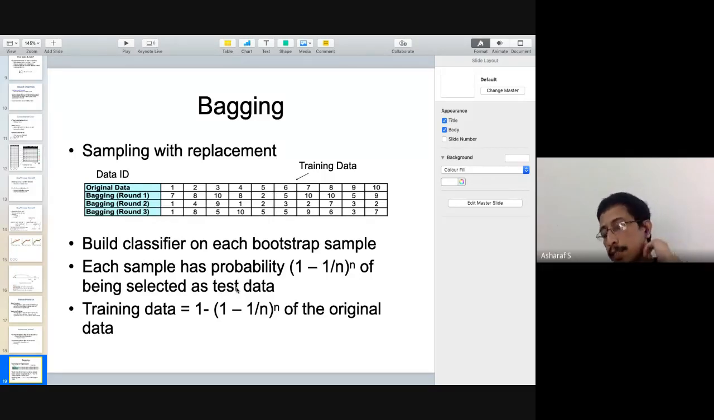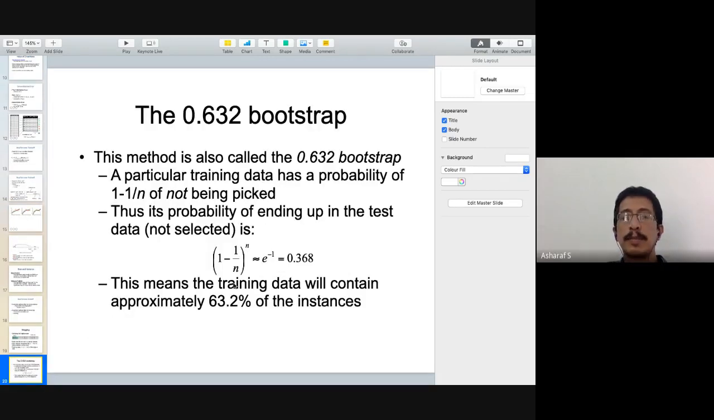Basically, that's what I want to say: 1 by n is the chance of getting selected. Since you are taking n times the samples, I can actually take 10 samples of this kind. So you get to this kind of probability value. With an example, this will be a little easier. This method is also called the 0.632 bootstrap method. This is called bootstrap aggregation, or bagging.